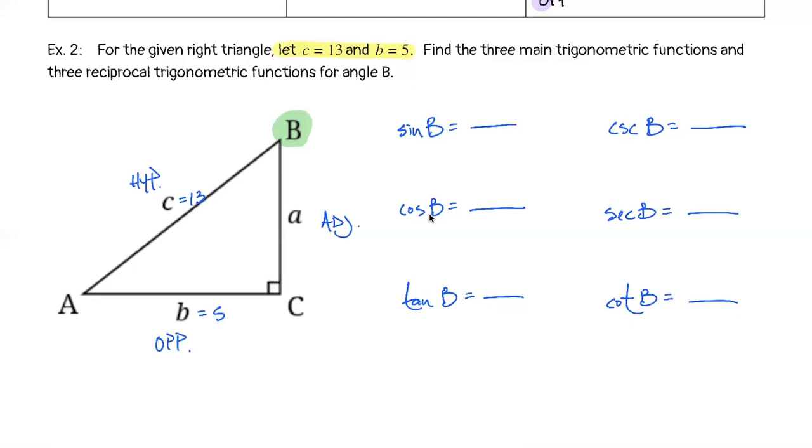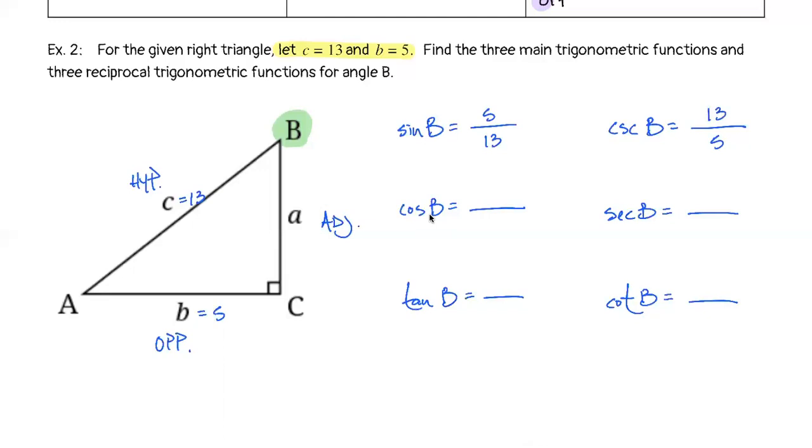Let's start off with sine. Sine of B is going to be 5 over 13. Do we agree with that? Yeah, we have our opposite side over our hypotenuse. If we know sine, what do we also know? We also know cosecant, right? So easy, all we do is flip the top and the bottom. Done.